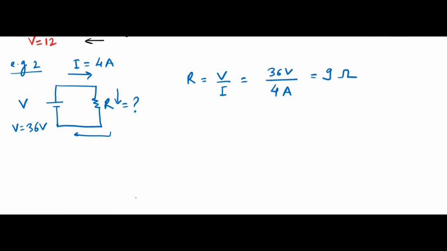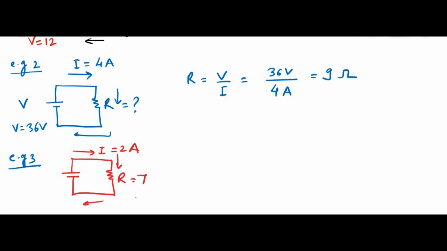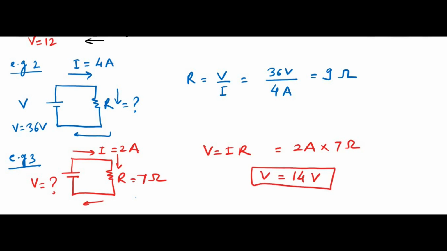Similarly, in example 3, same circuit we are going to study. This is voltage, resistance, current direction. I is given as 2 ampere, resistance is given as 7 ohms, and we have to find the voltage. So by Ohm's law, V is equal to I into R. So I is 2 ampere into resistance is 7 ohms. So voltage is 14 volt. So by the equations of Ohm's law, if two values are given, we can find the third value in the DC circuit.